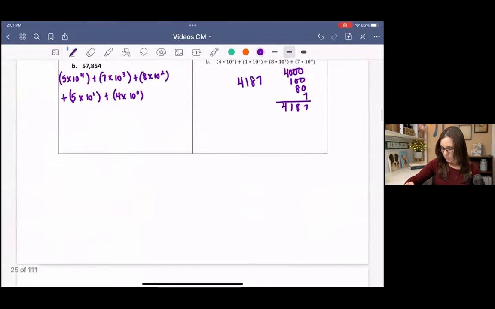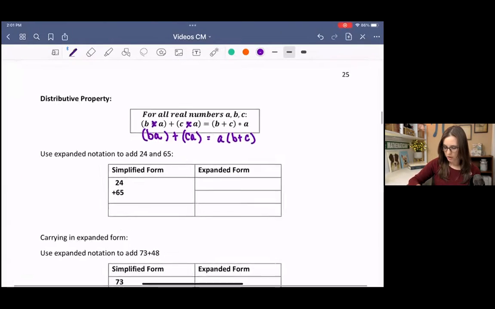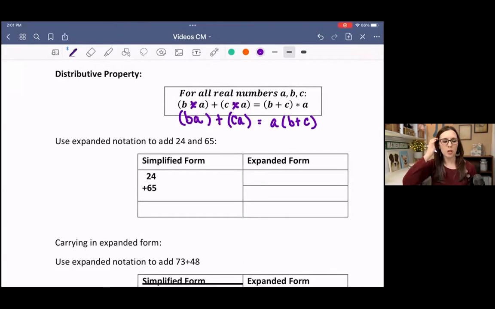We can use expanded form to show how addition works. And to do this, we're going to use the distributive property. I had a little typo in my notes, so I had to fix it right here. These were plus signs. They're actually supposed to be multiplication. But we have B times A plus C times A.